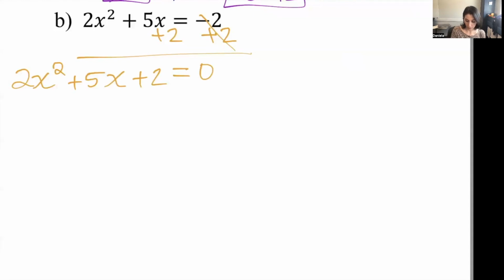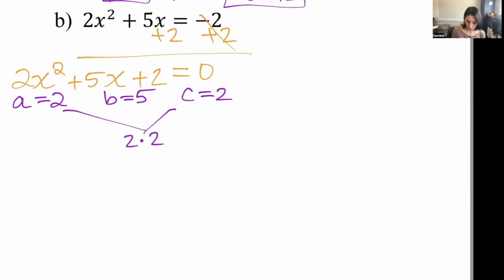So the very first step, before you do anything, is you need to identify what's A, B, and C. A is the coefficient of x squared, B is going to be the coefficient of x, and C is the constant. It has no x attached to it. Now we're going to multiply A times C. So 2 times 2, which is 4.